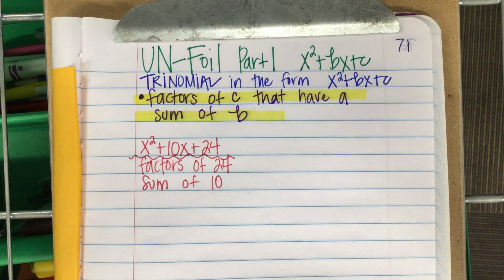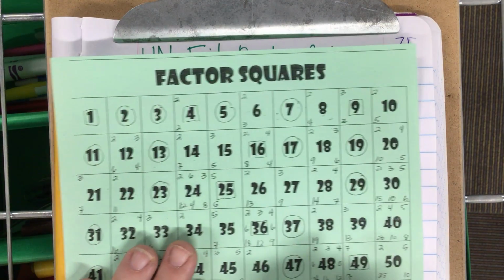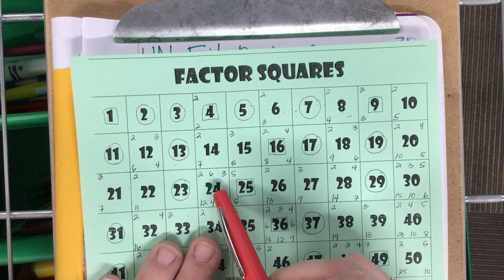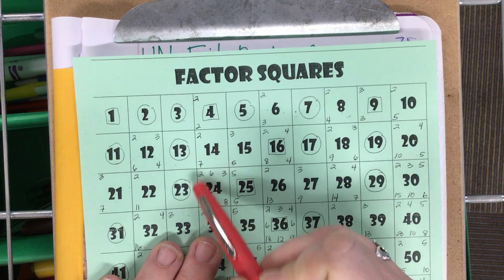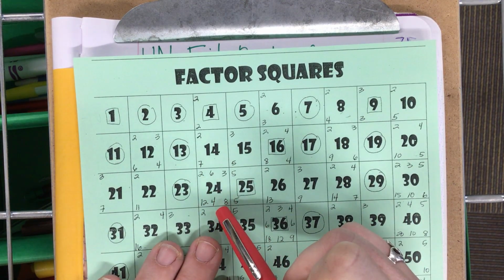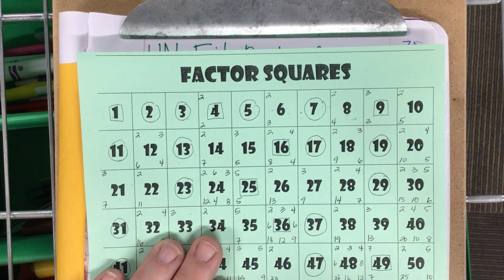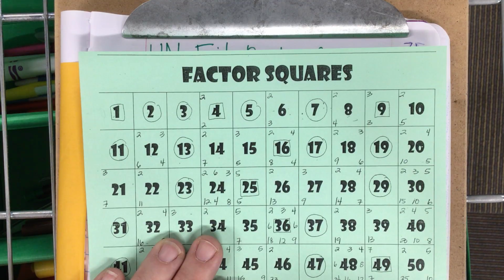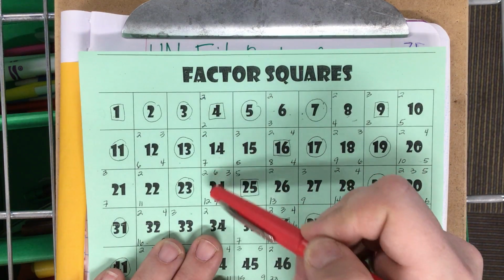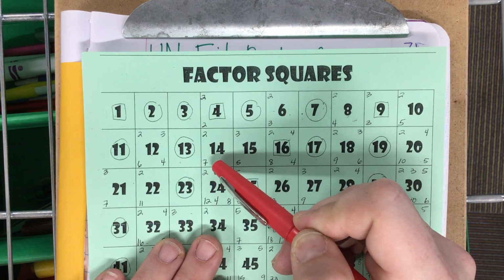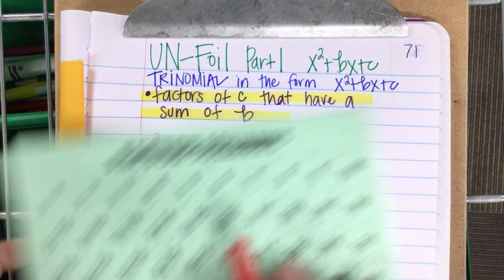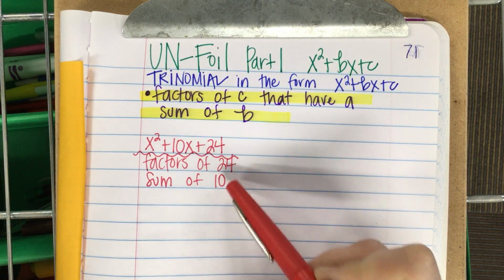Now here's the deal. If you don't know your factors, sometimes they're really random numbers that I don't know off the top of my head. You look at your factor squares, right? So we're looking for factors of 24. Our factors are the little numbers inside, right? That have a sum of 10. So what times what equals 24? 6 times 4 equals 24, and 6 plus 4 equals 10. Factors of 24 that have a sum of 10.